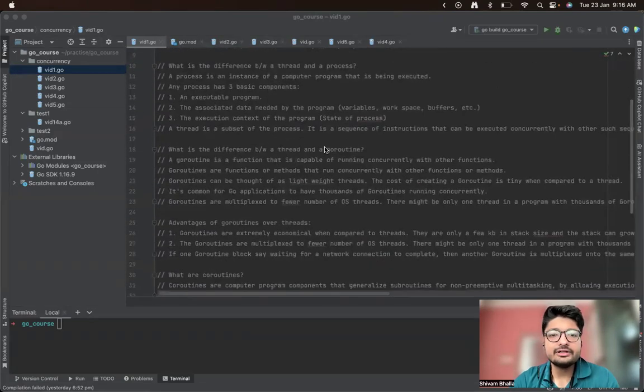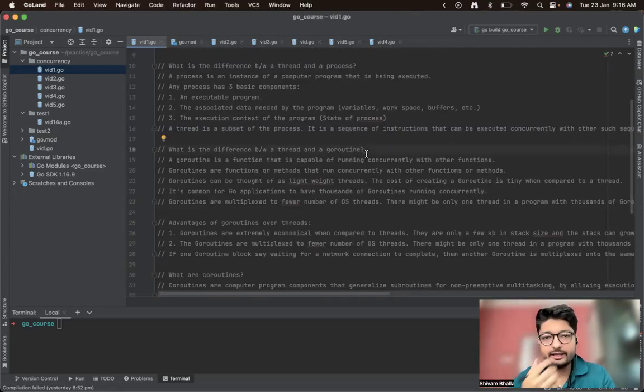Okay. Now, the difference between a thread and a goroutine. A goroutine is something that we will be learning about in this course, which is spawned by Golang. What is the difference between a thread and a goroutine? Why is the goroutine so popular in Golang?